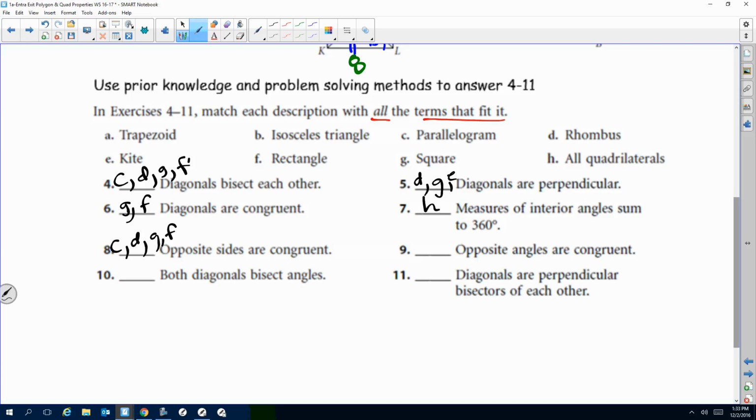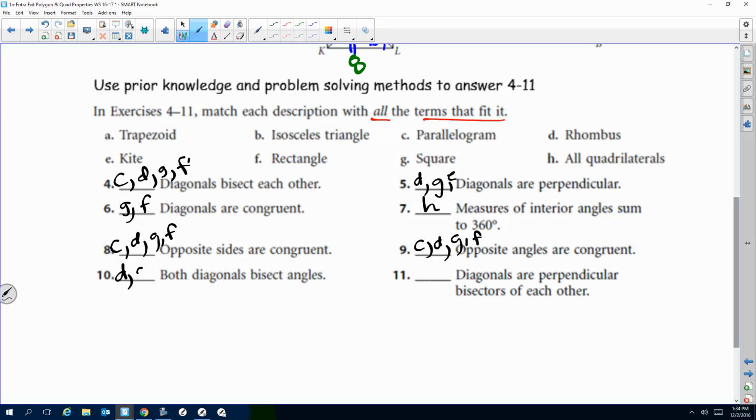Opposite sides, or I mean opposite angles are congruent. Parallelogram, rhombus, square. Only one pair for a kite. Yeah. And parallelogram and rectangle. Okay. On D, both diagonals bisect angles. Rhombus, that's true. There's one more. Both diagonals bisect angles. Square, yes.